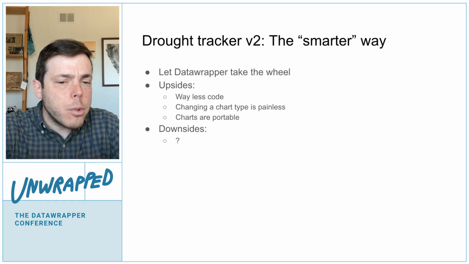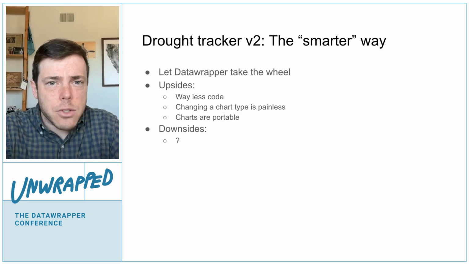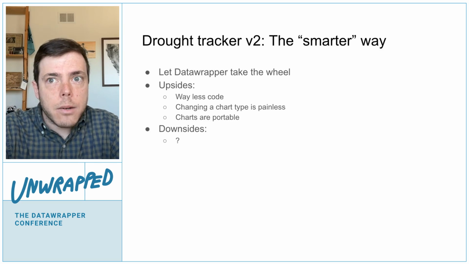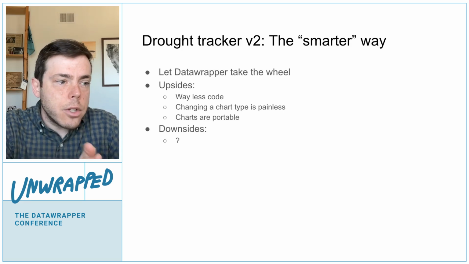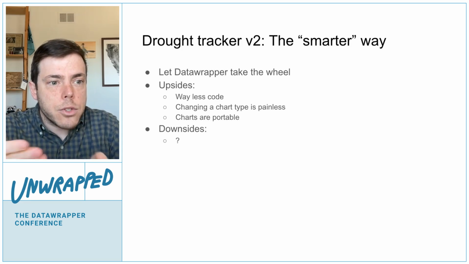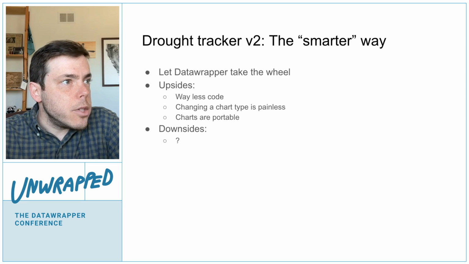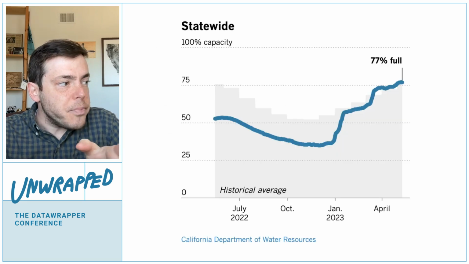And I'll talk more about this later, but the charts are also portable. So if you're writing a lot of stories about a record snowpack or the state of your area's reservoir levels, then you have this on your tracker, but then you also have this chart ready to go everywhere else. So here's that reservoir chart.